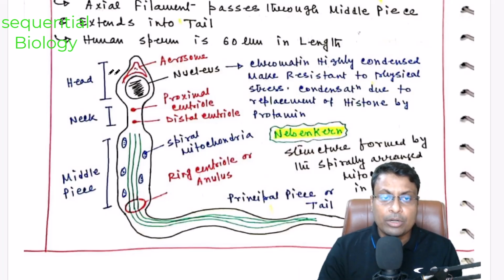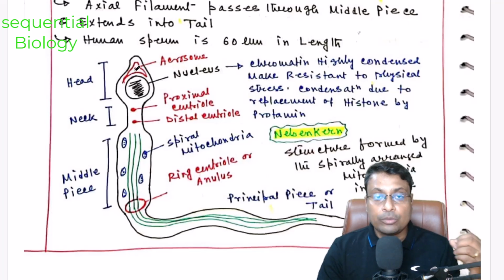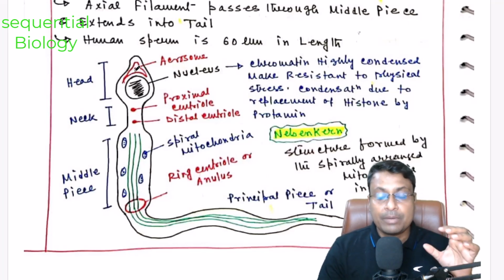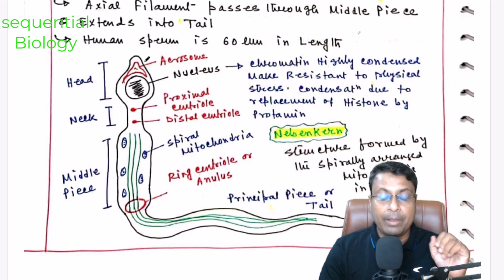This is a very important region, and in this head the nucleus is present. Just in front of the nucleus the acrosome is present, and in this acrosome different types of enzymes are present. One of the most important enzymes is hyaluronidase, and this causes the breaking of different types of egg membrane. Just after the head there is a very small and constricted region which is known as the neck.